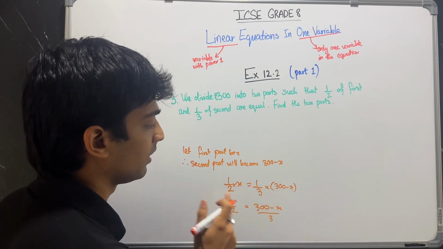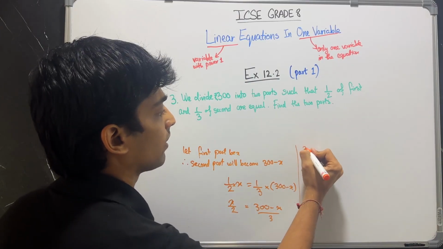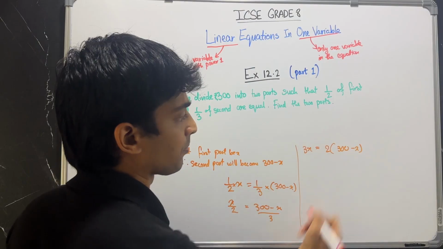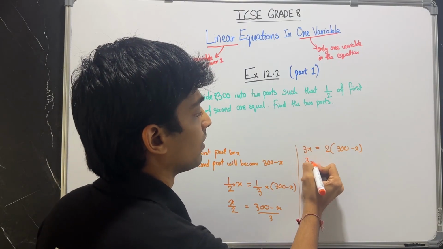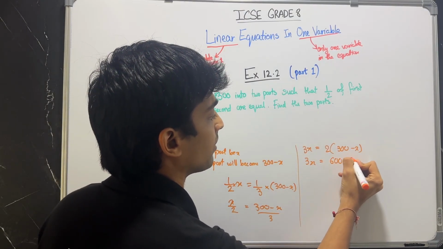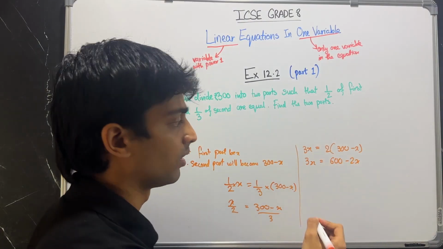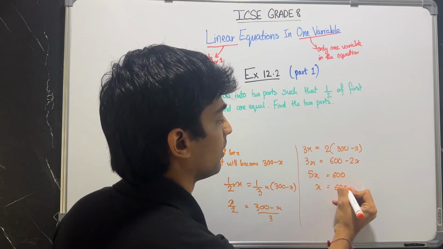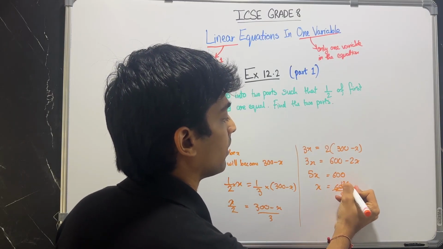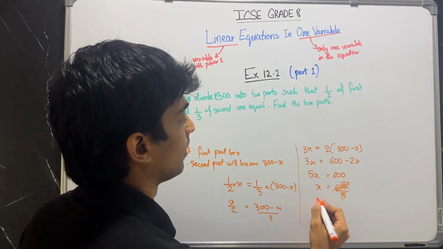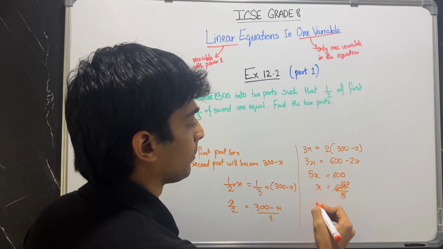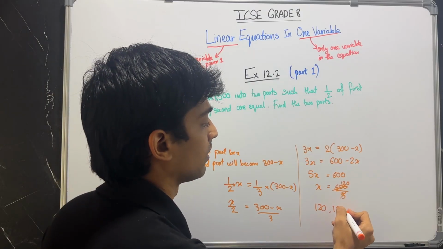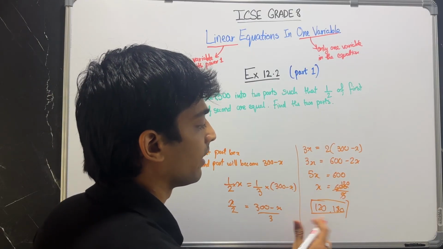We can take the 2 here, 3 here. So we will get 3x equal to 2 multiplied by 300 minus x. Now we open the brackets here. 600 minus 2x. Take the minus 2x over here. We will get 5x equal to 600. x is nothing but 600 divided by 5, which is 120. So the first part is 120 and the second part will be 300 minus 120, which is 180. As you can see, if we add it, we'll get 300.